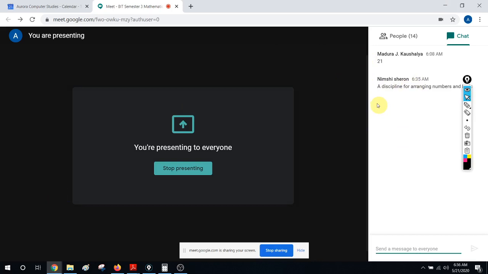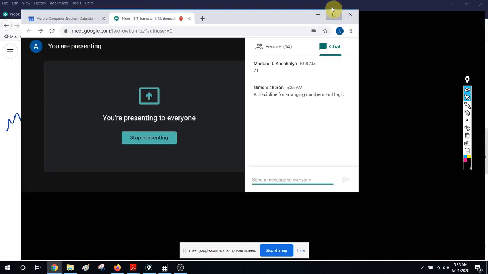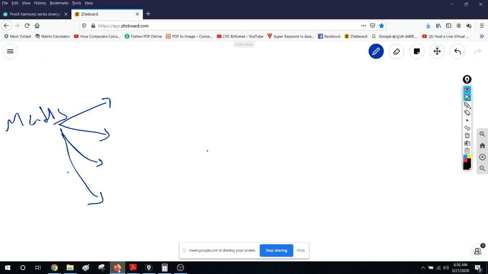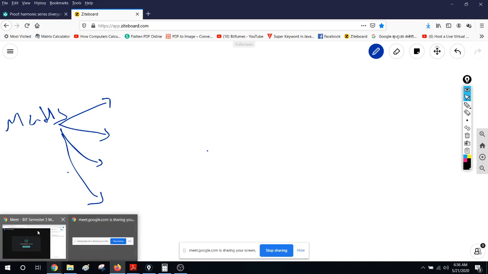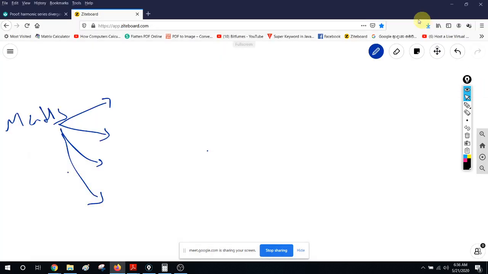Right, a discipline for arranging numbers, and logic. Okay, that is fairly okay. If you can elaborate it, good. So the answer has two terms: numbers and logic. I like that answer.